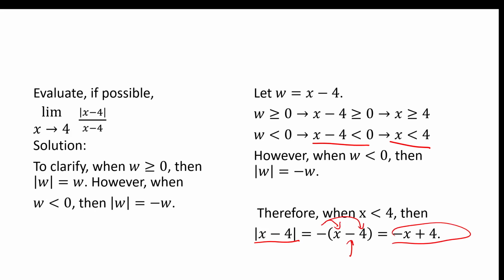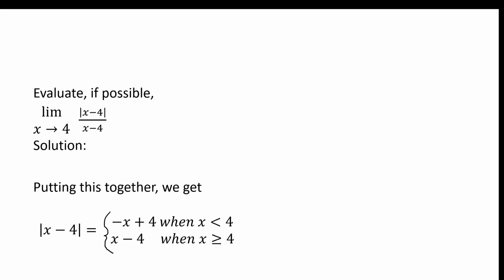Okay, and again, it might take a moment or two of contemplation. But what we can come up with then is the following. The absolute value of x minus 4 is the same as negative x plus 4 when the interior x minus 4 is less than 0. In other words, x is less than 4. And it's equal to x minus 4 itself when the interior is greater than or equal to 0.